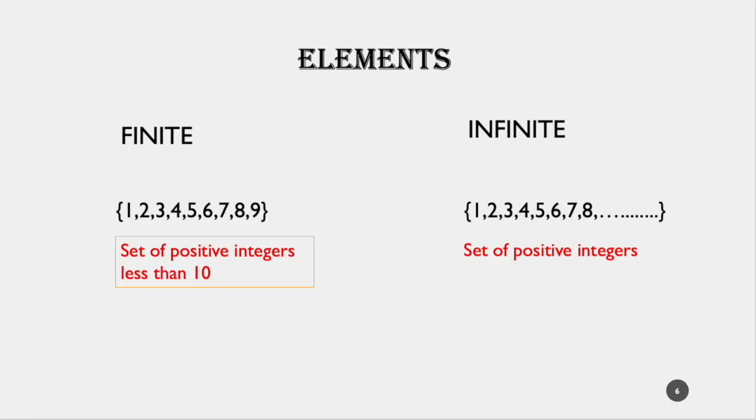Let's look at the first set, which is the set of positive integers less than 10, which has a finite number of elements, 9 elements, which is finite. Let's look at the second one, the set of all positive integers, which has an infinite number of elements. So a set can have either a finite or infinite number of elements.